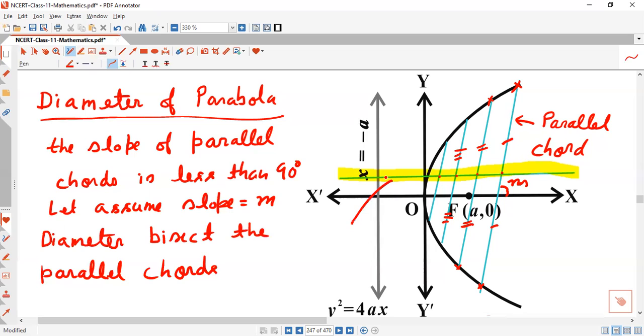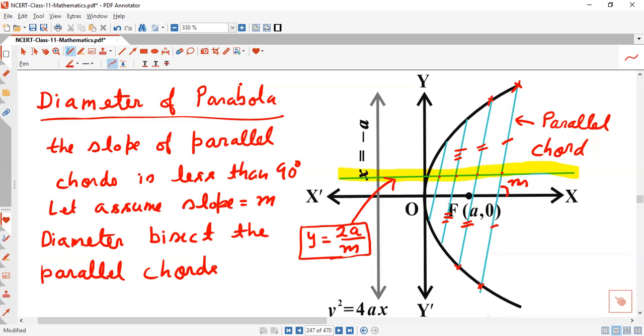The equation of the diameter is a horizontal line. So naturally, for this horizontal line, the value of y is constant. So y equals 2a by m. All right. y equals 2a by m. This is the equation of this diameter of the parabola. So it depends on the slope. If the slope is positive, the value will come out above the x-axis. If the slope is negative, then it will come out downside.